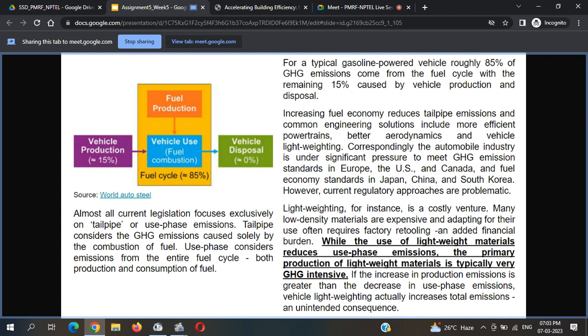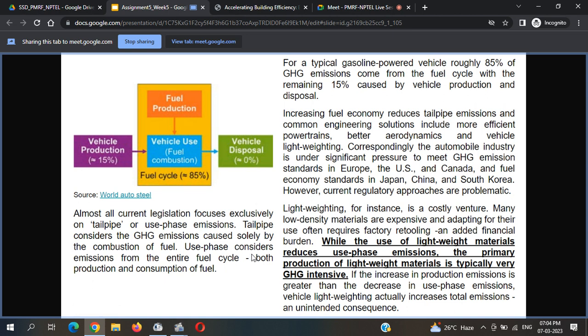So naturally, the focus of all the regulatory processes in curbing the greenhouse gas emission from a vehicle is on that only. So this part of vehicle's life cycle can be and is termed as the tailpipe or use phase emission. So almost all current legislation which is globally present for curbing greenhouse gas emission related to vehicles focuses solely on the combustion of the fuel, or the emissions which are caused due to the consumption of the fuel, or during the use phase of the product.